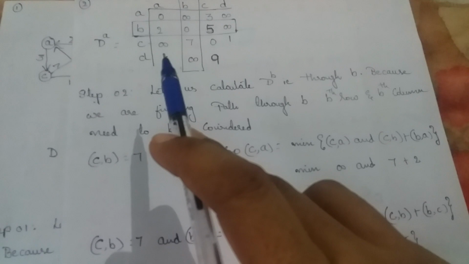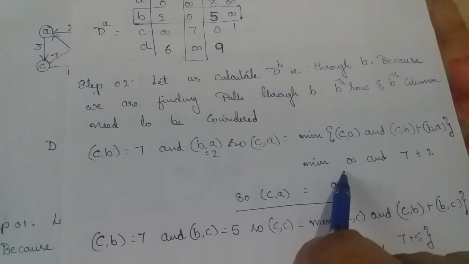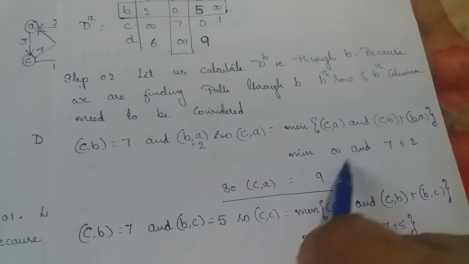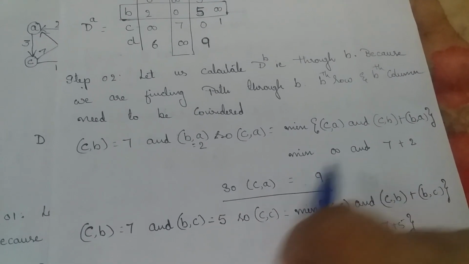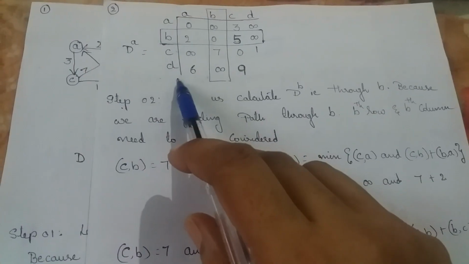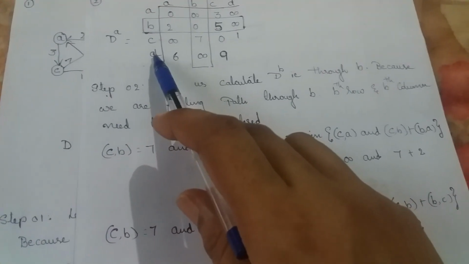You can see the cost adjacency matrix there. Minimum of C comma A, that is infinity, and 7 plus 2, 9. So infinity and 9, the minimum is 9, so C comma A is equal to 9. Then we are checking any other paths which can be reached through B.